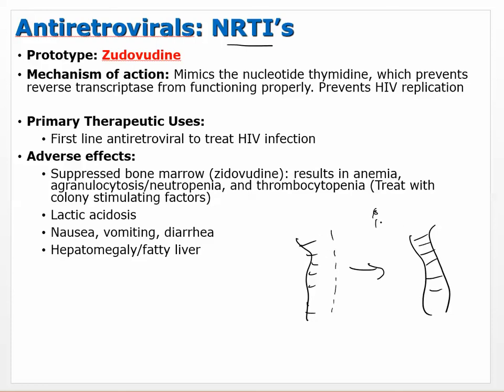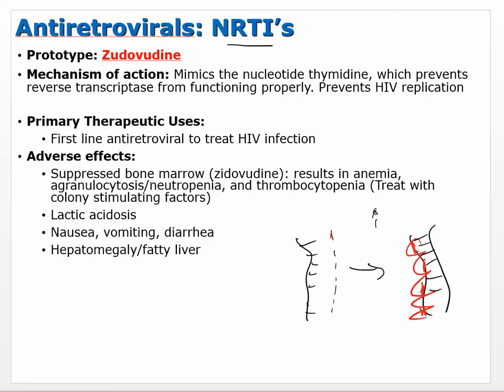What this does is it mimics thymidine, which I was trying to say earlier. It mimics that thymidine, and then it puts the wrong one in there. As it's trying to put it together, now it's got a bunch of thymidines that are wrong, and then this thing will fall apart. That's what they do. So, first line, antiretroviral to treat HIV infection.